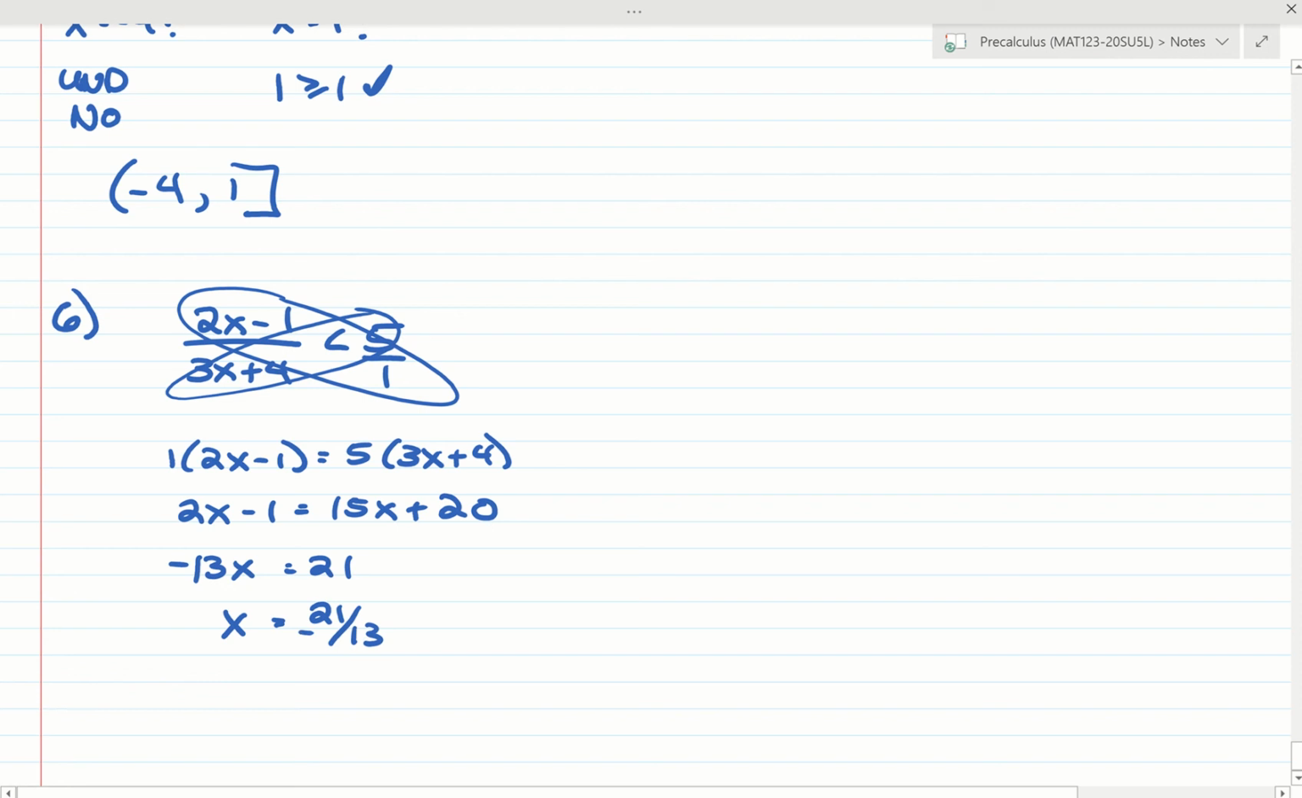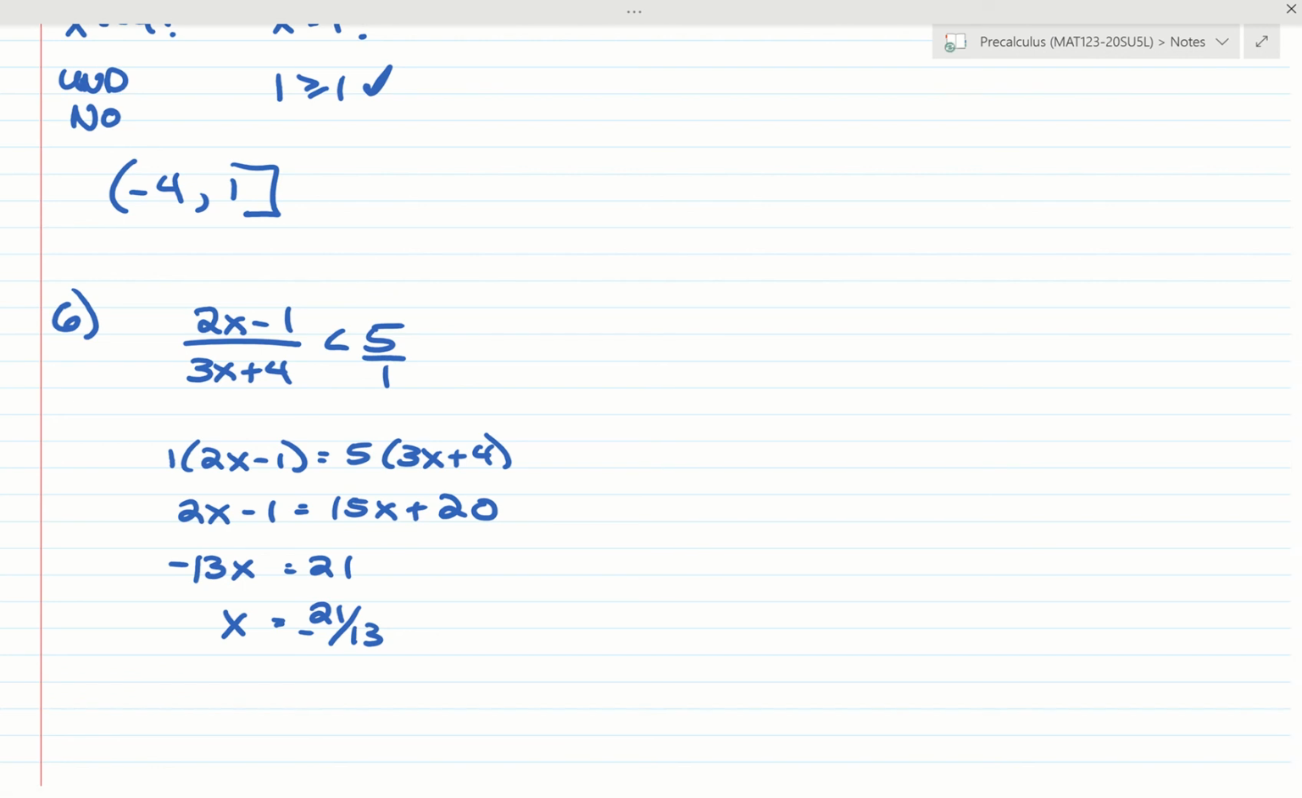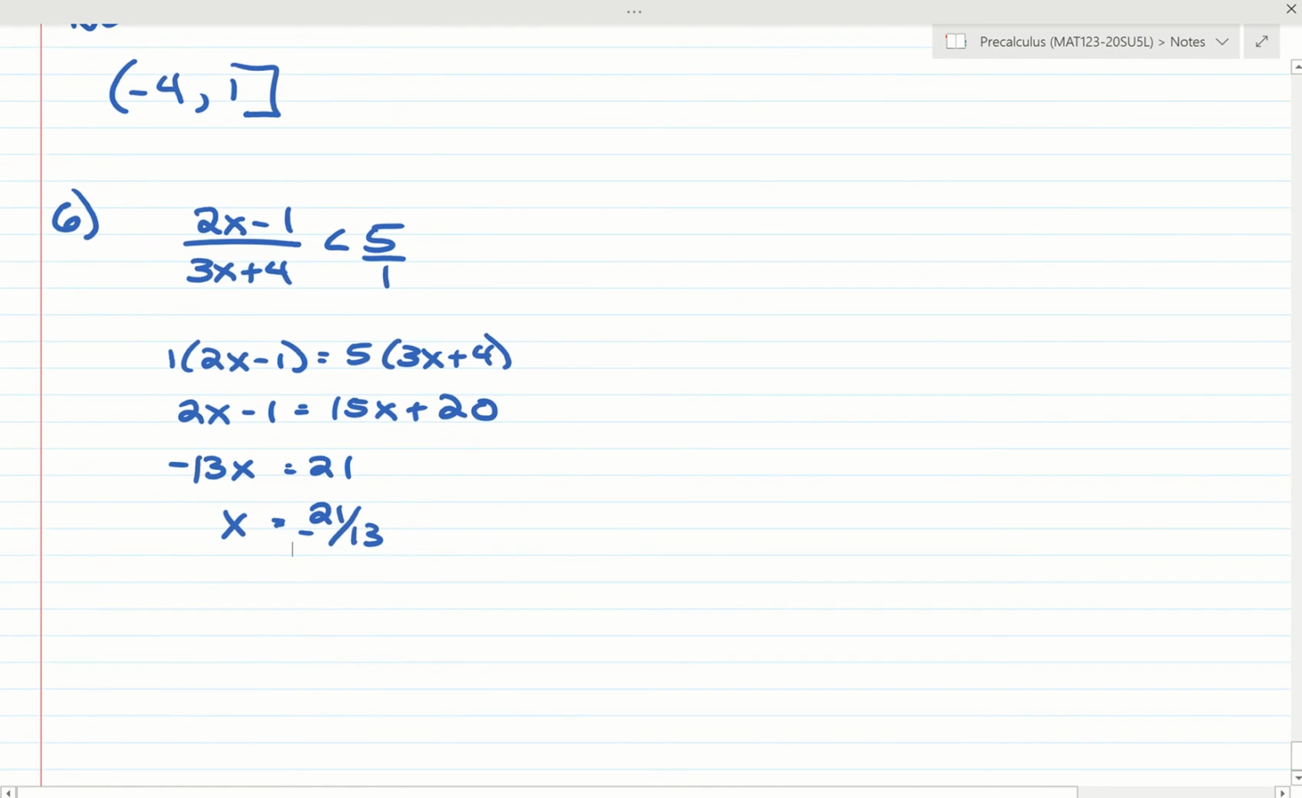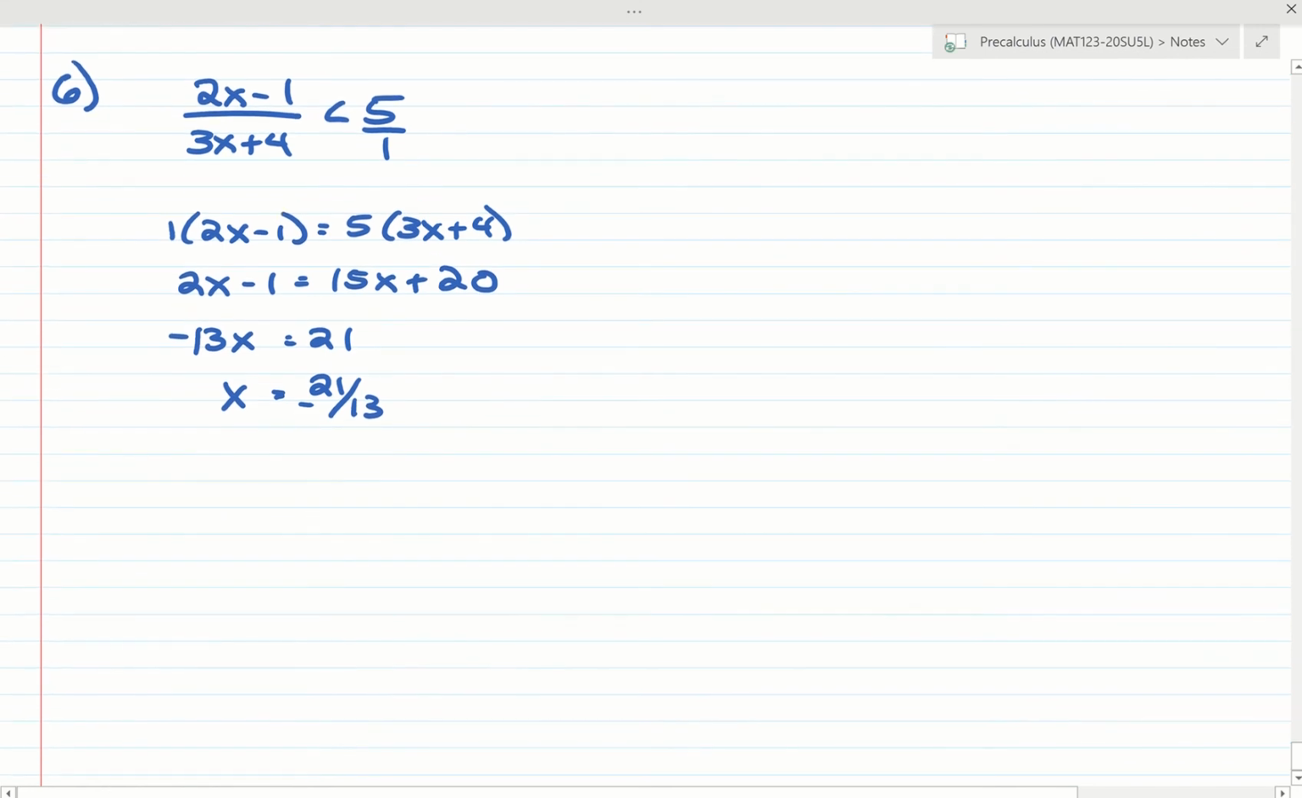That looks kind of ugly. Let me just make sure I did all my math correct. So 5 times (3x + 4) is equal to 1 times (2x - 1). Yeah. 2x - 1, 15x + 20. Everything looks good. Add the 1 over, that's 21. Subtract the 15, that's negative 13. So that looks right.